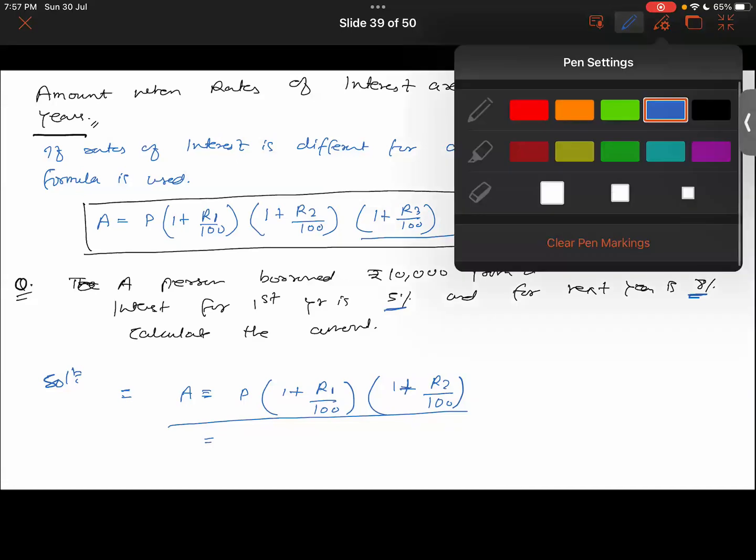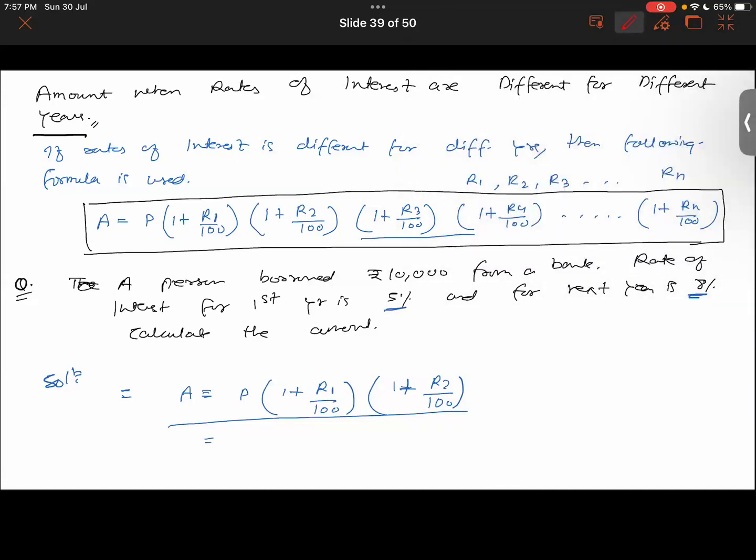What is the principal given in the question, Ahmed? Arhan, what is the principal given in the question? 10,000. Okay. And by rate, how many years do we have to put? It's given here that for the first year it's 5%, and for the next year it's 8%.